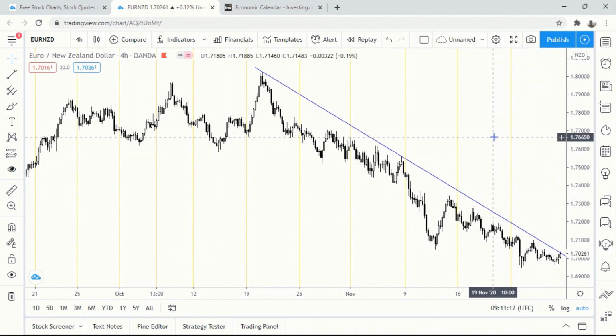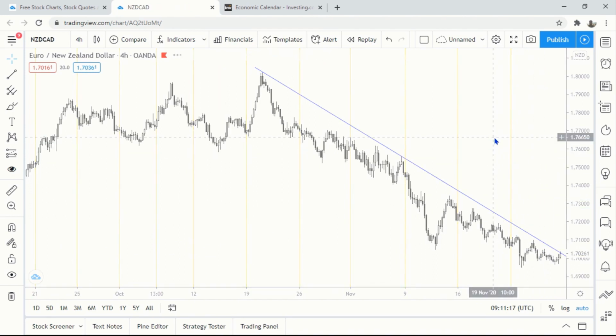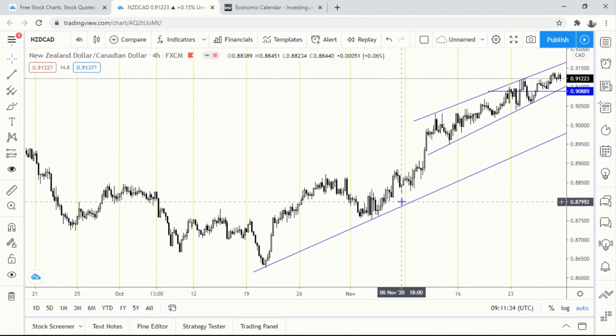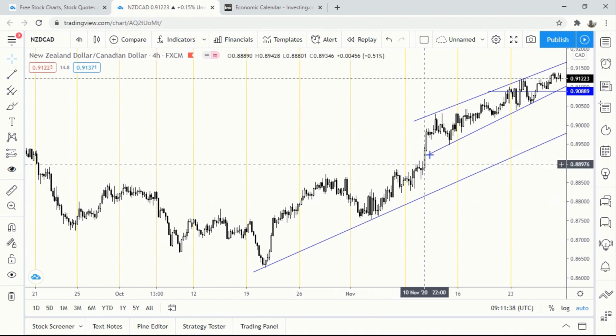The next pair, or the last pair in focus, is the NZDCAD. Sorry for that delay. I have a bit of a slow internet connection over here.